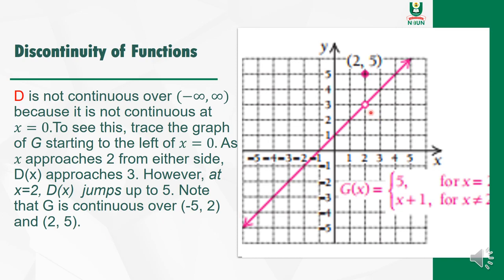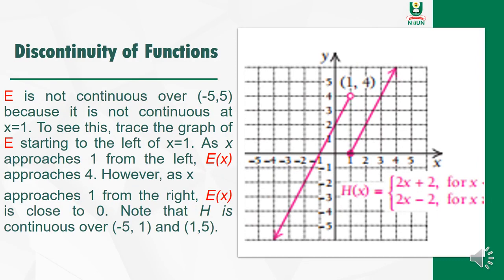Because there is a jump between 2 to 5. And it's also continuous from 2 to 5. You can see from here, it's also continuous from here to here, from minus 5 to 2, and it's also continuous from 2 to 5, because the whole graph or the whole line is not continuous, because we have a hole here, or what we can call a jump.